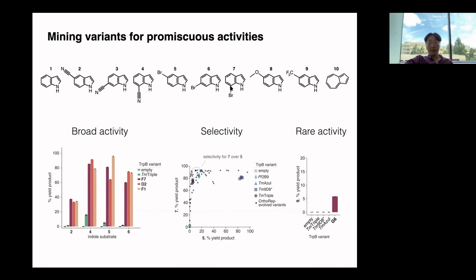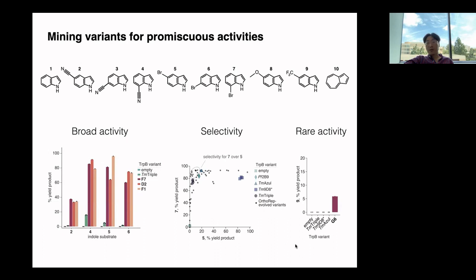are selective for 7/5, which may be useful in an industrial capacity where you might have a dirty starting material that has bromine substituted in different ways, and you might only be interested in one output. So these can do that reaction.